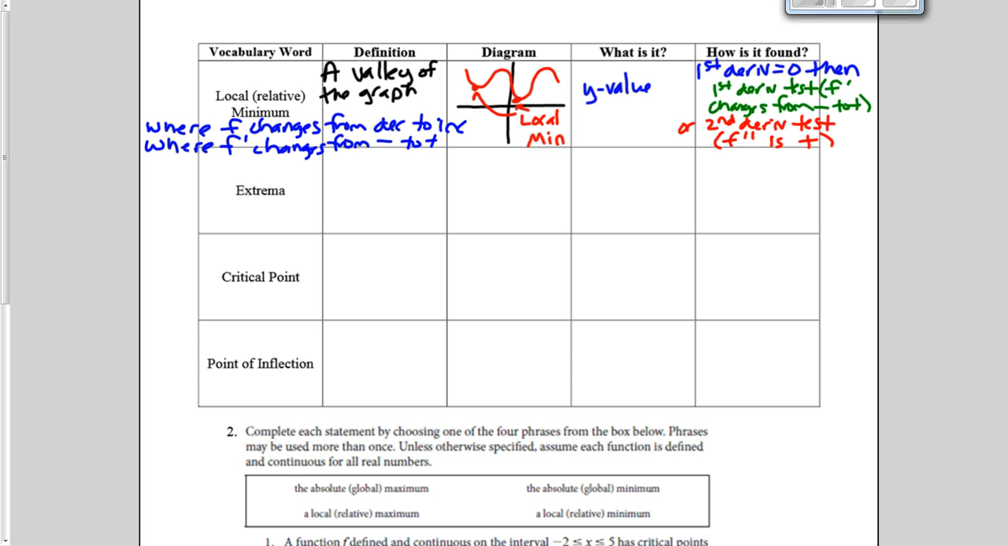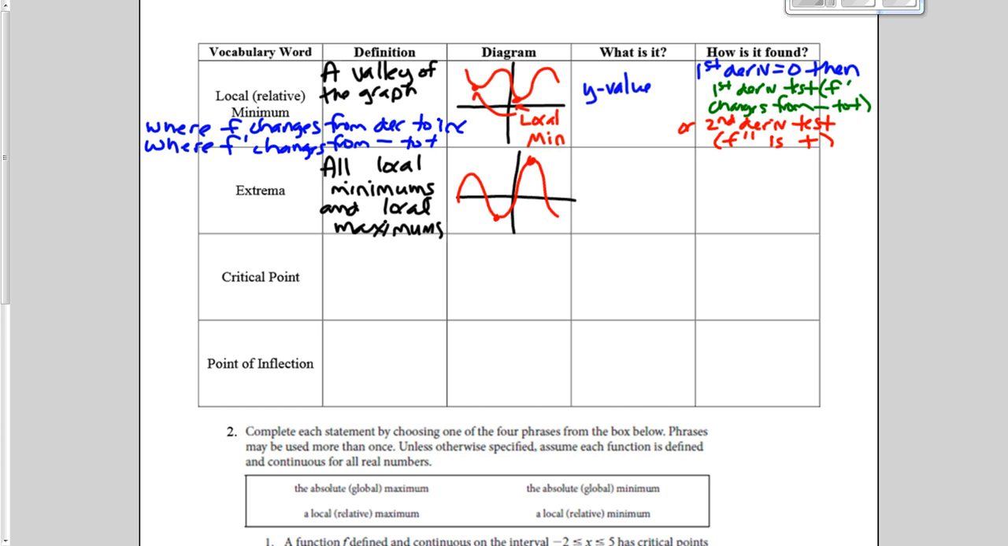The next item is extrema. And the extrema are just all of these local mins and maxes. So all local minimums and local maximums. So if we have a function, it's any peak, it's any valley, it's anything. So these are all extrema. And again, extrema are still y values.